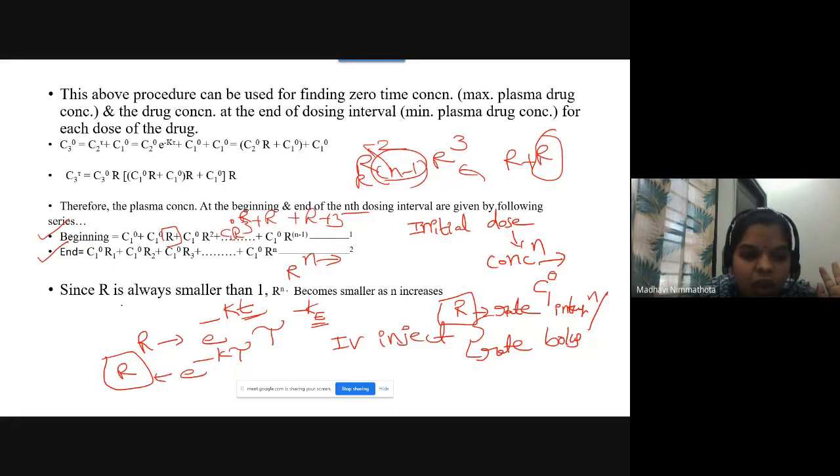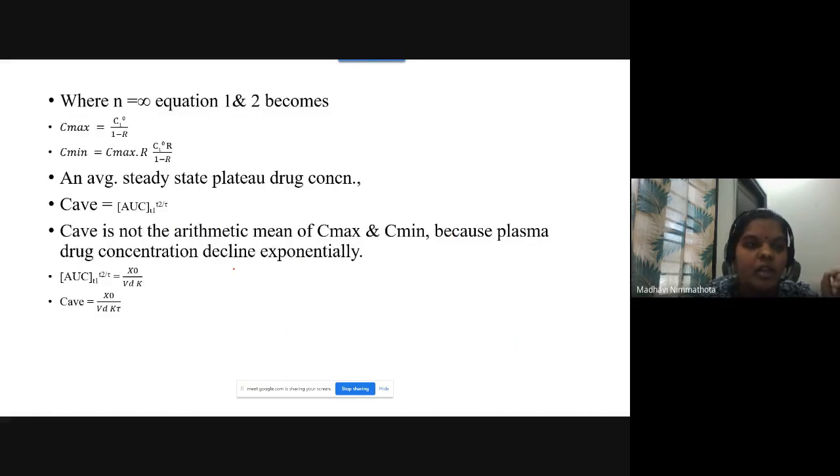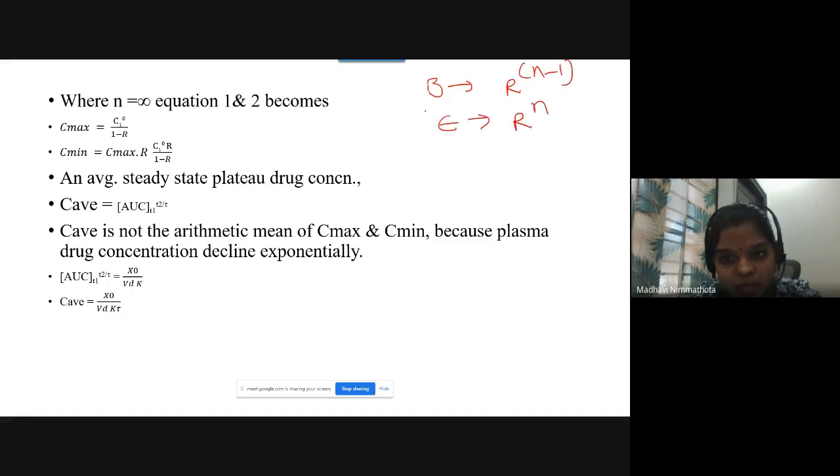R is always smaller than 1, so R to the n becomes smaller as n increases. Where n is equal to infinity, in the case of the beginning dose, we have R to the power of n minus 1. In the case of the ending dose, R to the power of n. We have these at the end of the equation. This is the beginning dose and this is the ending dose, equation 1 and equation 2.